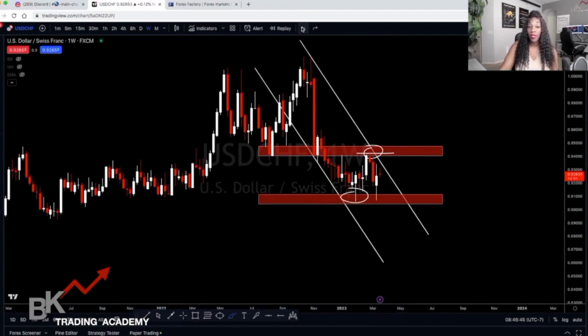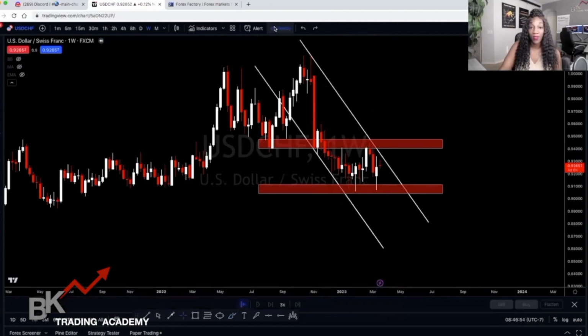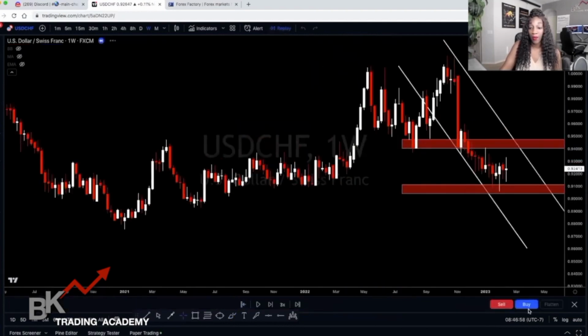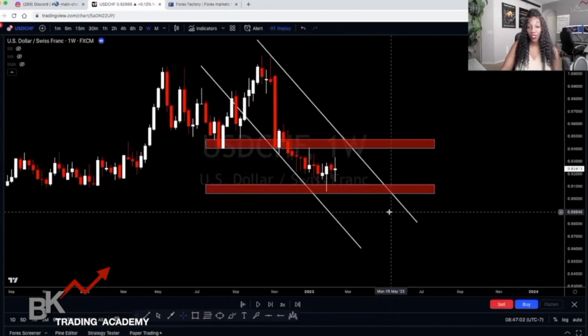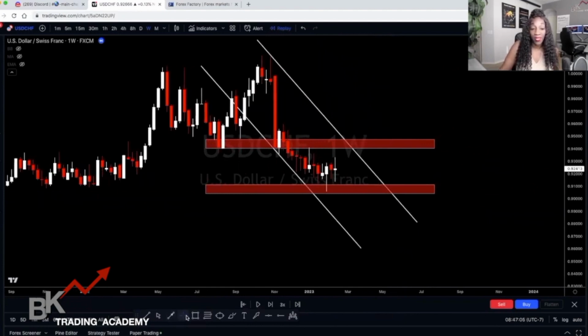So the next thing we want to do is find our entry. So let's say, for example, I'm just going to remove this area here. So let's do a replay, and we're just going to get rid of this part right here. Okay. All right. So now look at that. So this is how we would have prepared for this trade. So simply what I would have done is I would have set an alert right at this level.